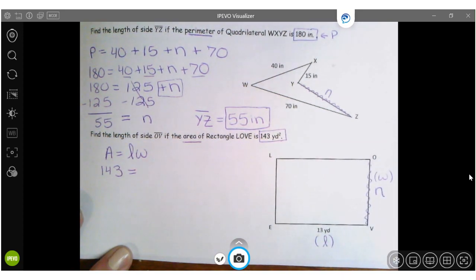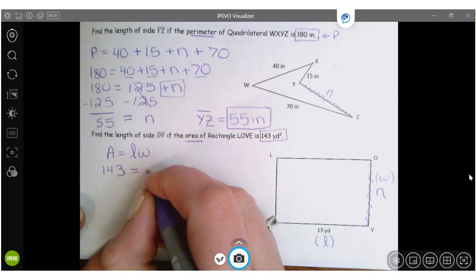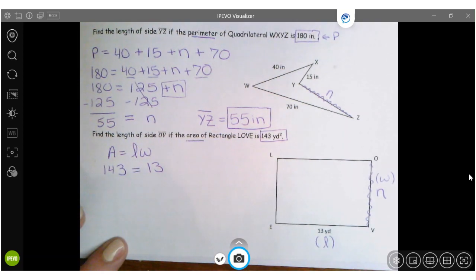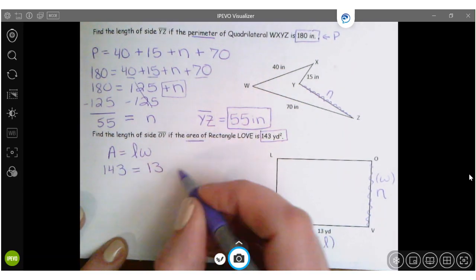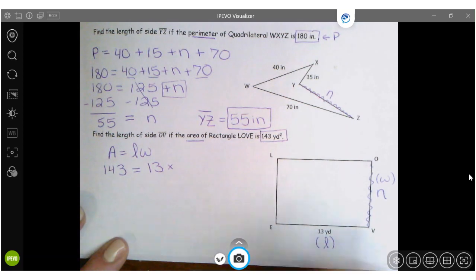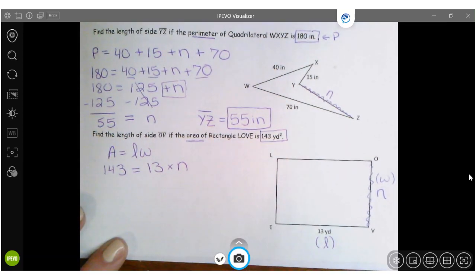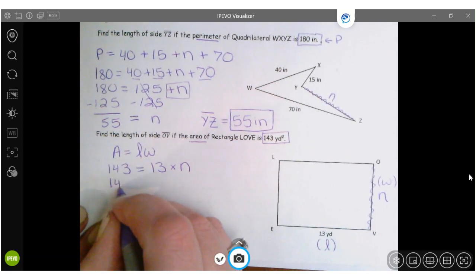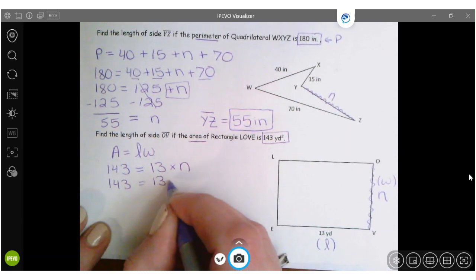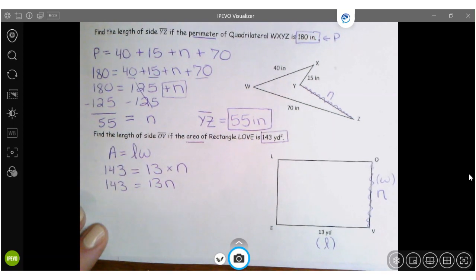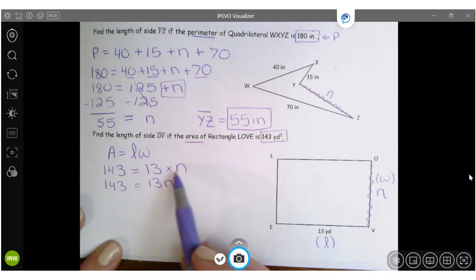And you could do it the other way around. It won't make a difference which you assign to length and which you assign to width, but that's how I'm going to assign it. So my length of 13 yards, I'm going to put in the place of L, and LW like this, remember that's multiplication, and my width is N. Or you could write that 143 equals 13n. Normally, when you are writing an equation and you have multiplication between a number and a letter, you wouldn't write the times symbol.